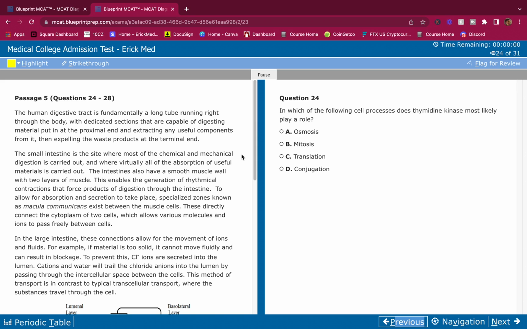Welcome back. Here we got another breakdown coming at you guys. This is a Blueprint FL. This is passage number 5. It is a CP section.